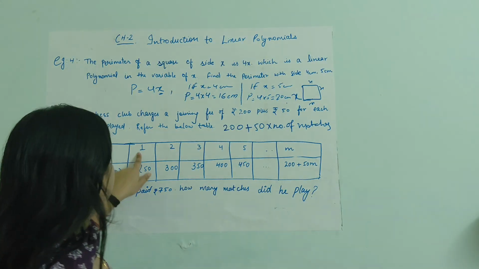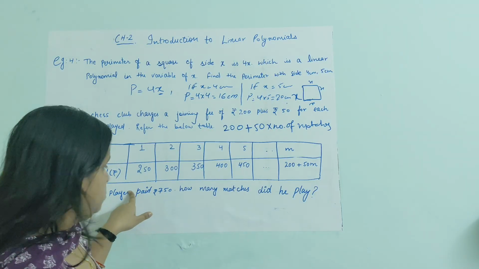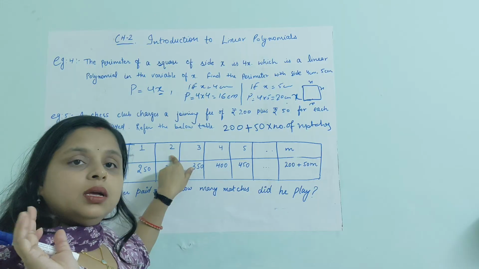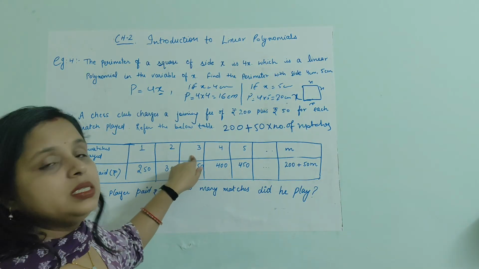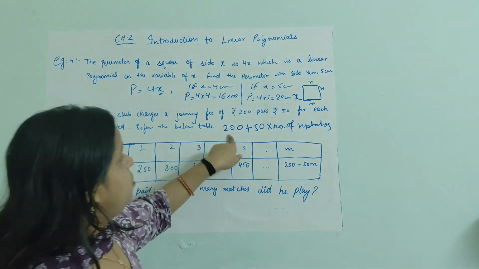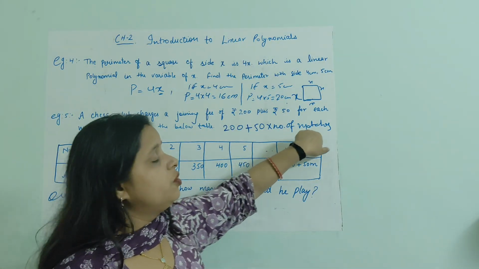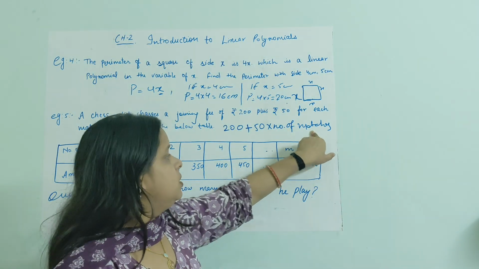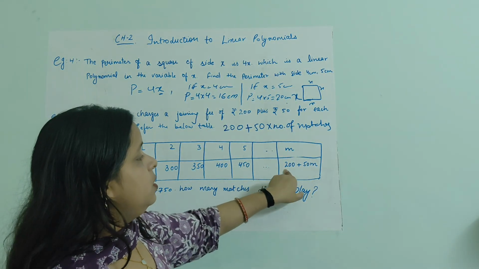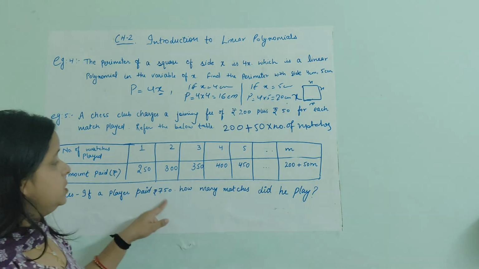That means if anyone plays one match, the fee will be 200 plus 50, that is 250. Two matches, 200 plus 50 plus 50, that means 300. Three matches, that means 200 plus 50 three times, that means 350. So where is it going? 200 plus 50 into the number of matches, right? So if someone has played m matches, then he is paying 200 plus 50m as fees, correct?